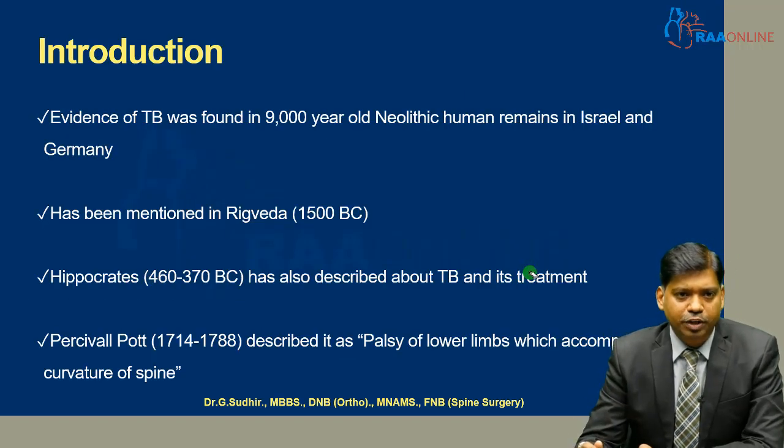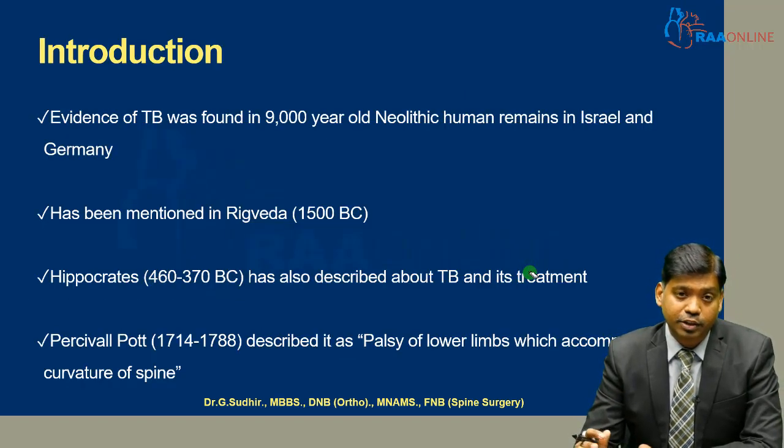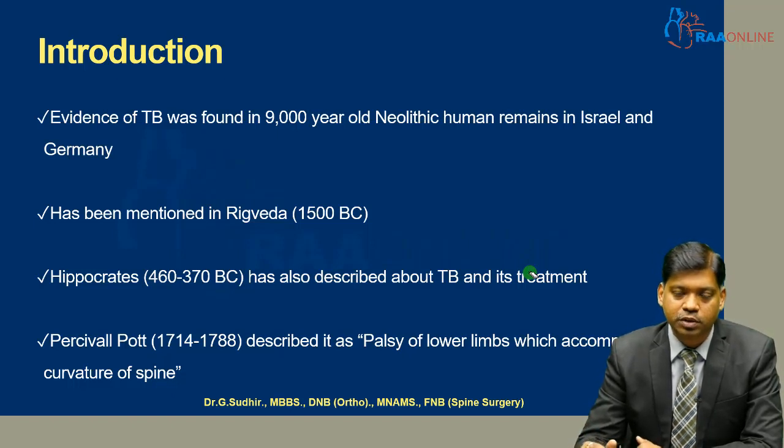So the evidence of TB was actually found in 9,000-year-old Neolithic human remains in Israel and Germany. It has also been mentioned in the Rig Veda, and Hippocrates has also described TB and its treatment in his manual. However, it was Percival Pott who described the palsy of the lower limbs which accompanies curvature of the spine. That is why it is commonly called Pott's spine, which means tuberculosis of the spine with paralysis of the lower limbs.